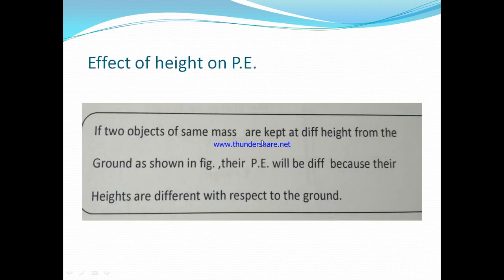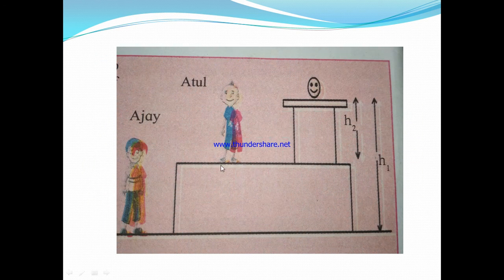If the objects are of same mass and they are kept at different heights, what should be their potential energy? Look at this picture. Here is a person or object, here is Atul, here is Ajay. Now see, here the height is the greatest. This will have more potential energy. Atul will have less potential energy. Ajay will have still less potential energy, assuming that their masses are same. Assuming all three have the same mass, this one will have more potential energy because it has higher height, while this will have lower potential energy, while this will have still lower potential energy. This is the difference in potential energy due to the height.